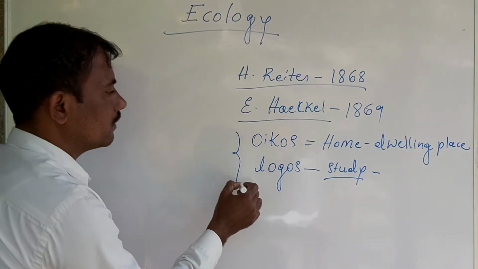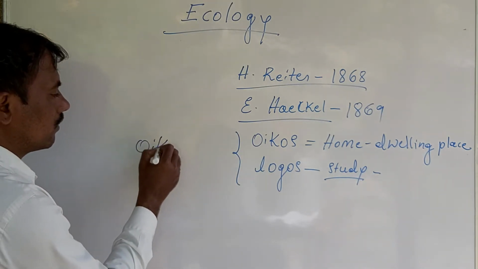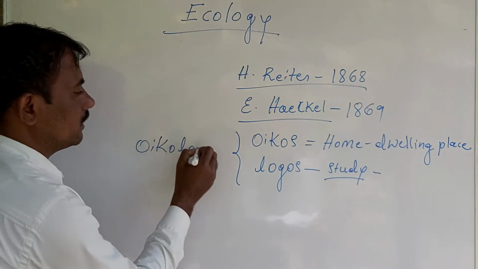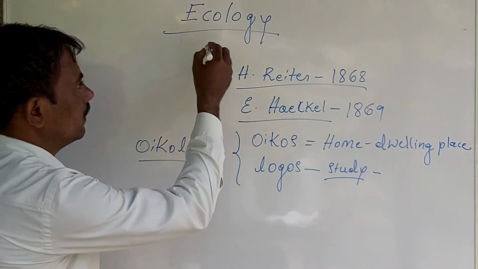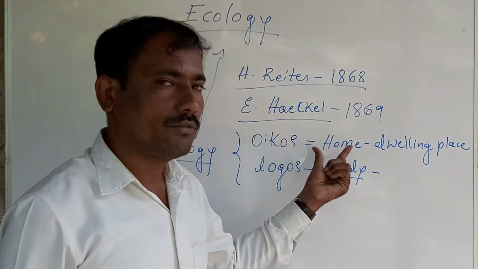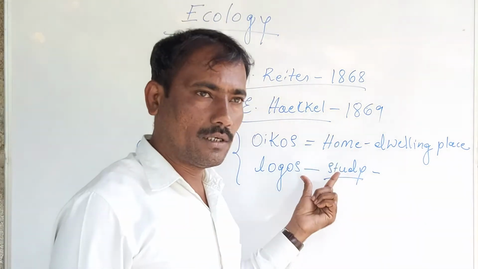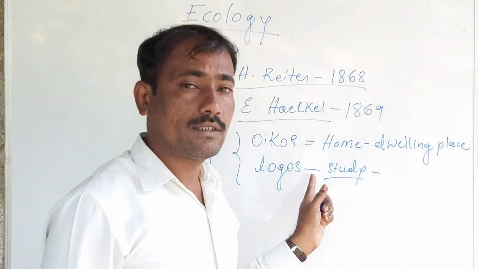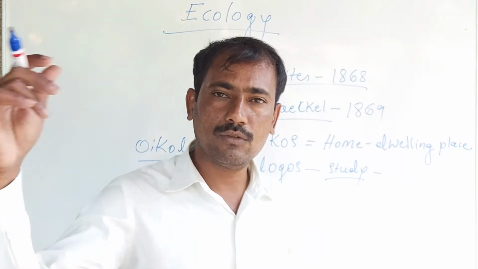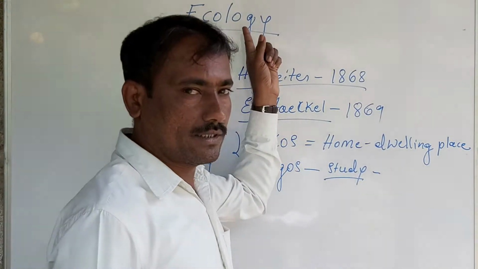So, from these two words, oikos and logos, the term ecology is derived. Oikos means home or dwelling place of all the living organisms. Logos means study. Ecology is nothing but the study of all the living organisms in relation to their environment, in relation to their living habitat.